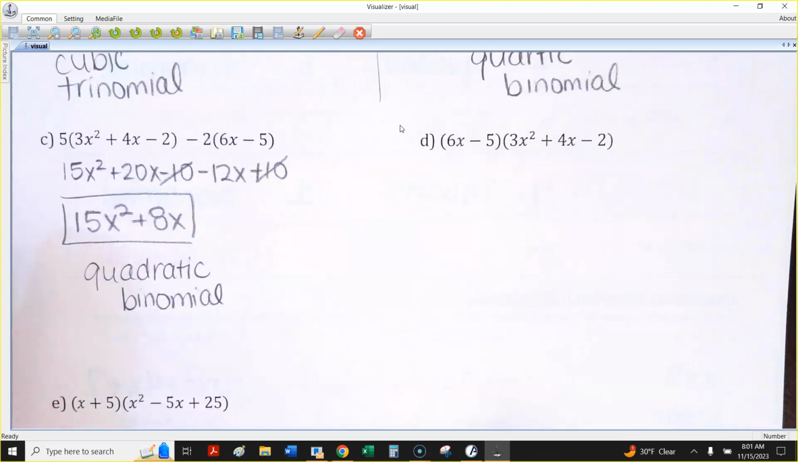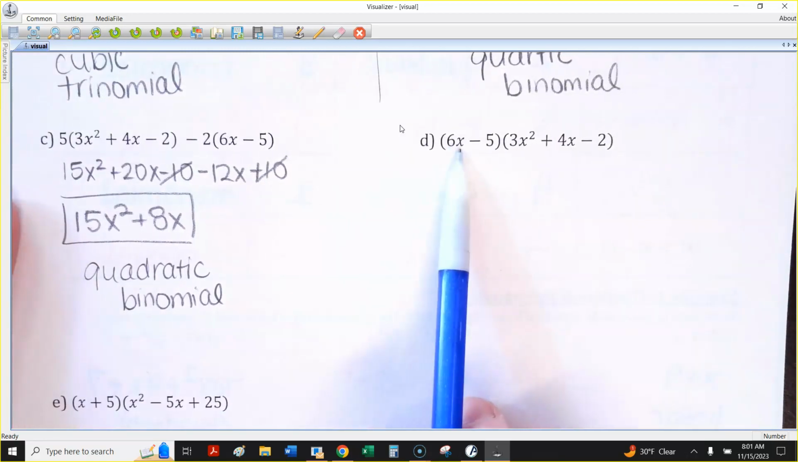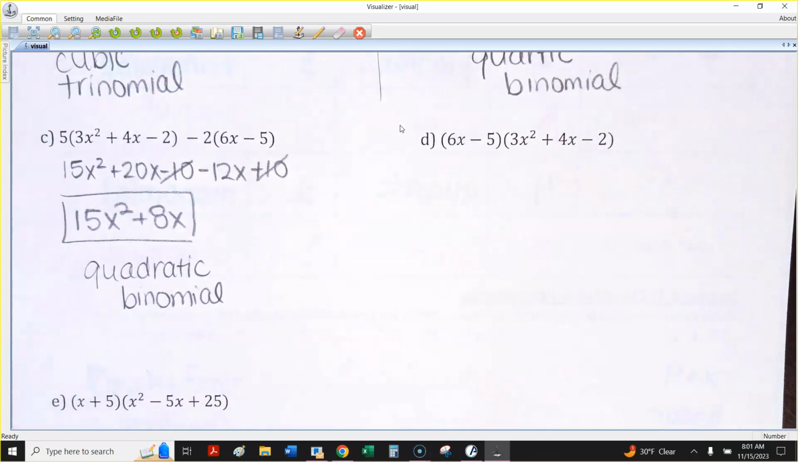Similar to FOIL, but not quite. What do you do if I'm going to multiply 6x minus 5 times 3x squared plus 4x minus 2? Exactly. This works like a FOIL.